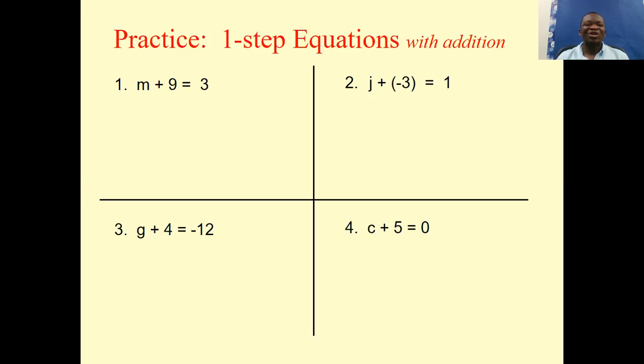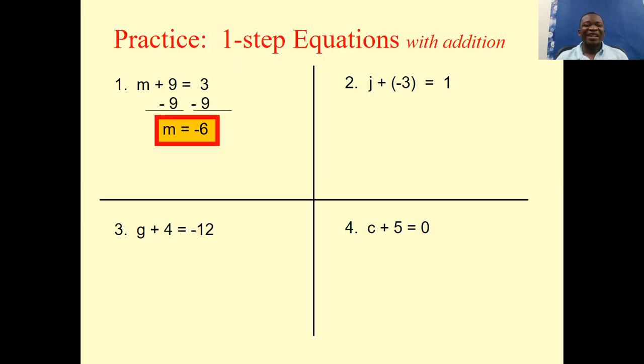What is the variable in this equation? Our variable is m. What operation is being performed on the variable? Addition. What is the inverse of addition? Subtraction. What do you do now? You subtract 9 from the left-hand side and 9 from the right-hand side, because what happens to the left-hand side must happen to the right-hand side. Our aim is to isolate m. 9 minus 9 cancel out. 3 minus 9 gives us negative 6.